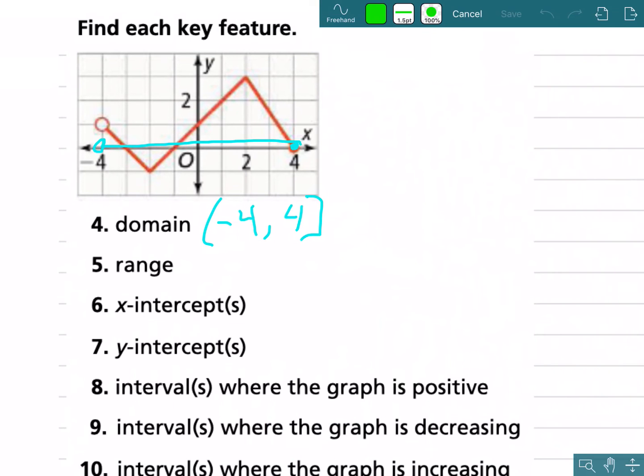Okay. It looks like we're going from down there to up here, and both of these are included. So it looks like I'm going as low as negative 1, and I'm going all the way up to positive 3. So negative 1 to positive 3. So there's my domain, there's my range.